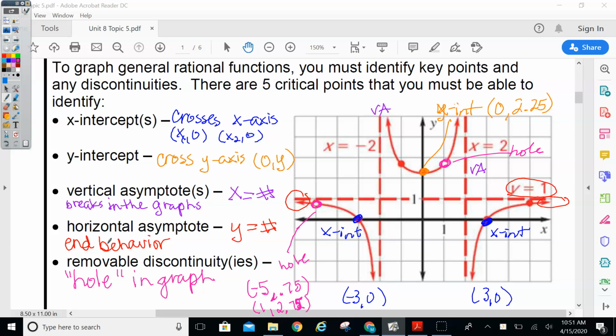Okay, but these are the critical values we're looking for now. They might not always have 1. Sometimes it's none. You just say none. But this is an example of what the graph might look like. They're all going to look a little different. Okay, none of these looks exactly the same.